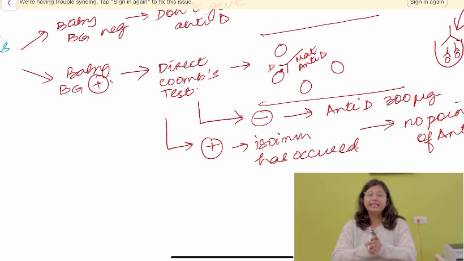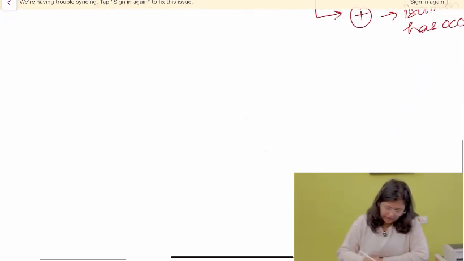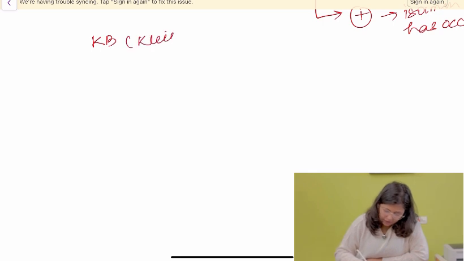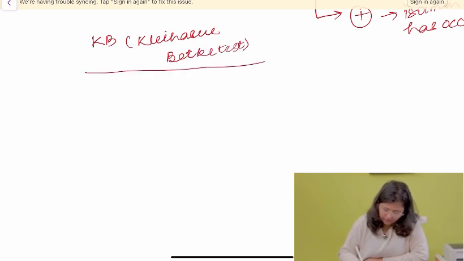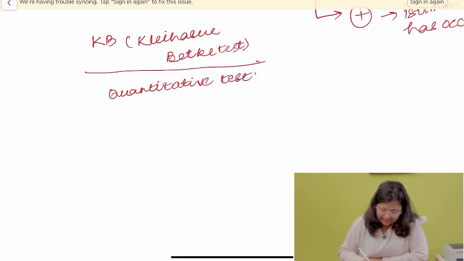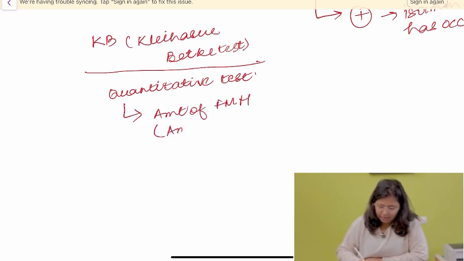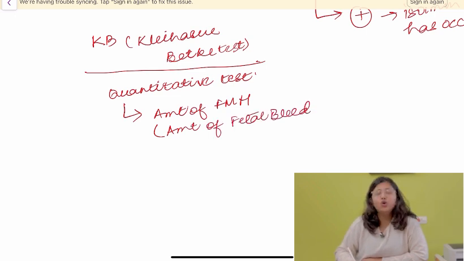The only other thing that they can ask you is about something called the KB test, or Kleihauer-Betke test. So this is a quantitative test. And why do we need it? It tells us the amount of feto-maternal hemorrhage, more specifically, the amount of fetal bleed.